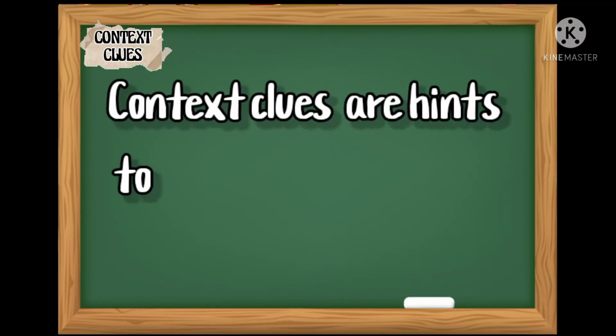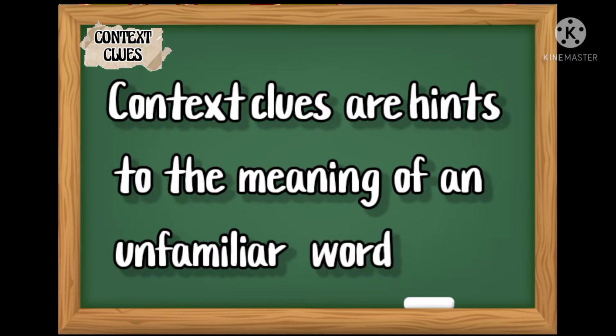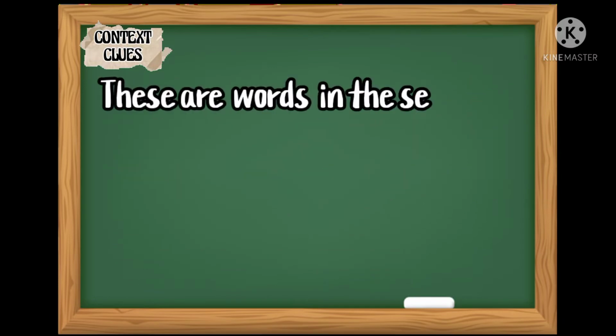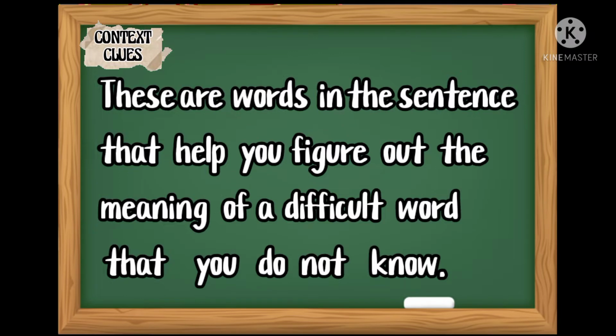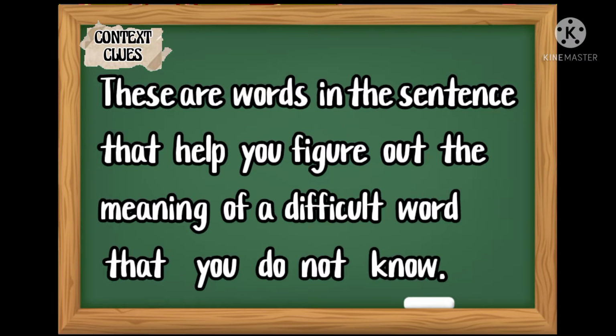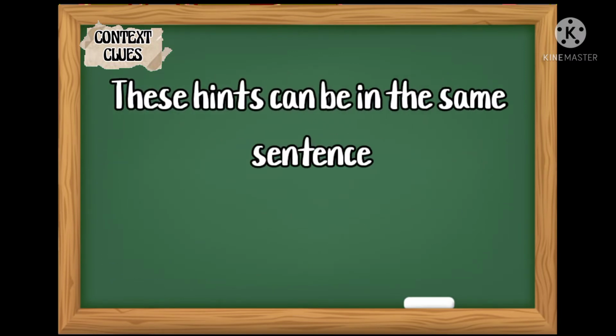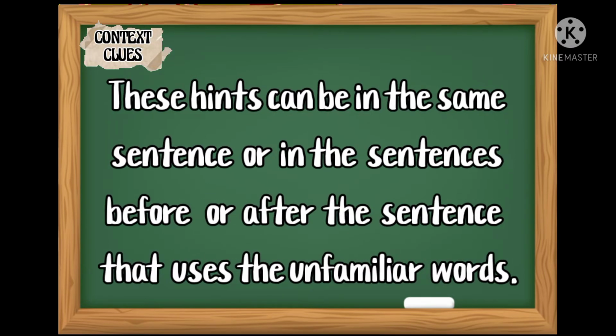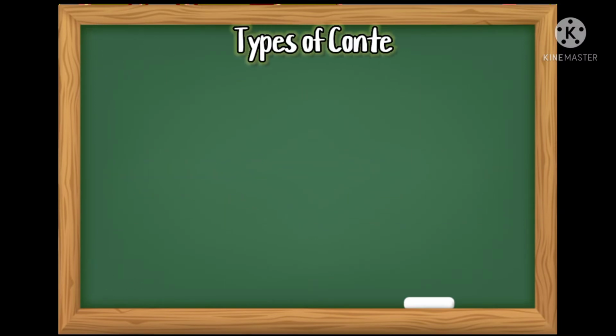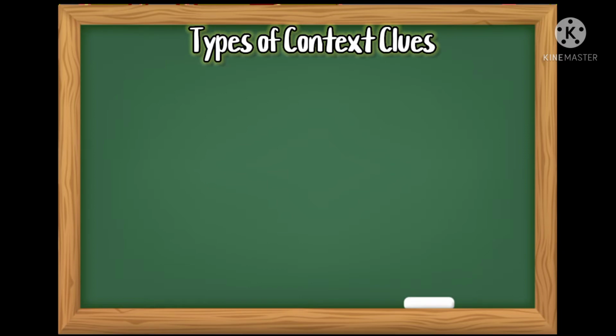Let us define what context clues are. Context clues are hints to the meaning of an unfamiliar word. These are words in the sentence that help you figure out the meaning of a difficult word that you do not know. These hints can be in the same sentence or in the sentences before or after the sentence that uses the unfamiliar word. There are several types of context clues.